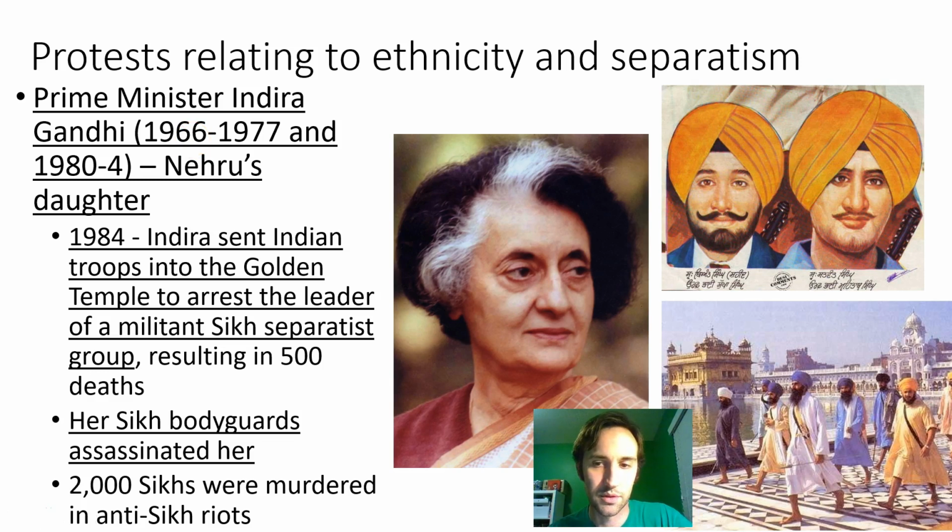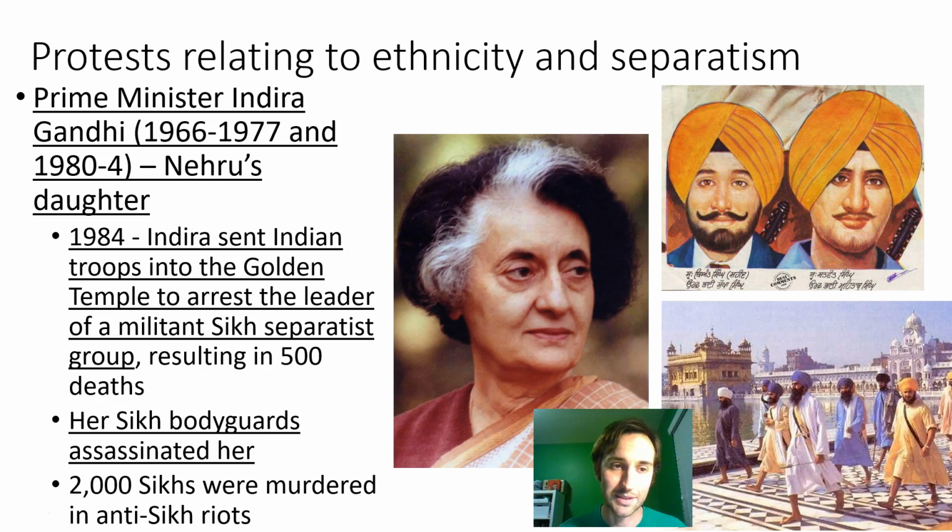She controls India for quite a while. She's in charge 1966 to 1977, takes a little break, and then comes back into power 1980 through 1984. And so she continues this Nehru-Gandhi dynasty. And even though her name is Gandhi, she is Nehru's daughter. She is simply named after Gandhi.